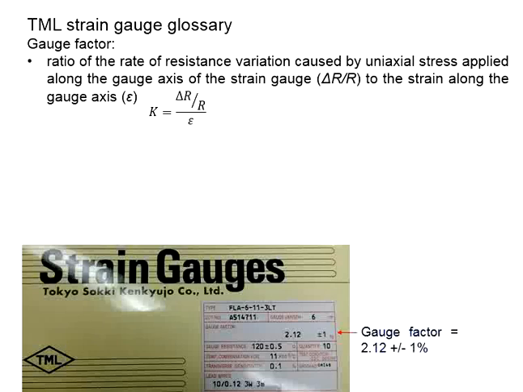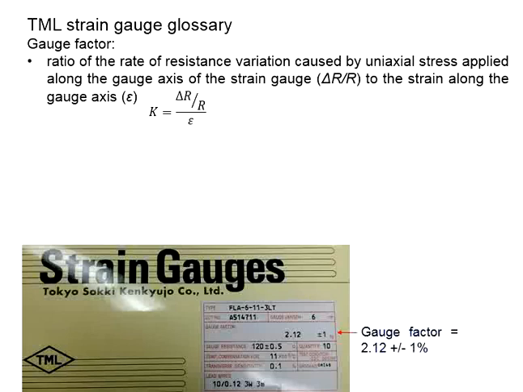Now let us proceed with our discussions with the other terminology about shrinkage. We have gauge factor, which is the ratio of the rate of resistance variations caused by uniaxial stress applied along the shrinkage. Simply said, the fundamental principle of the shrinkage is about the electrical resistance. The shrinkage itself has its own resistance at the original state.